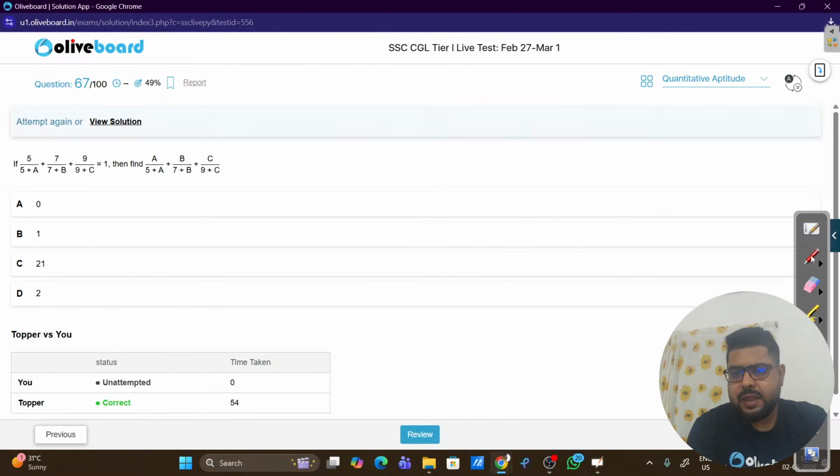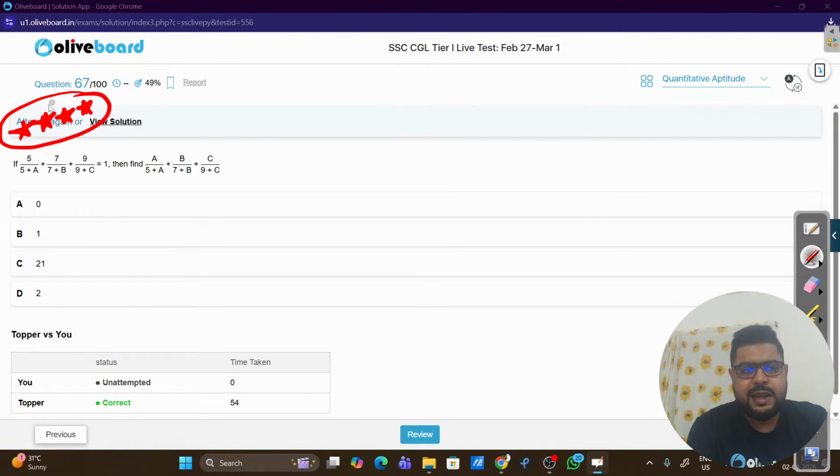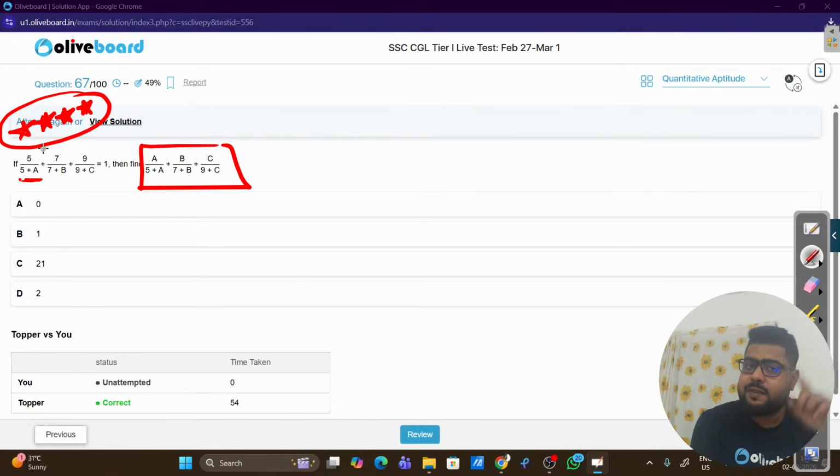Check. This is a brilliant question. Give 5 stars to it and understand the pattern. 5 by 5 plus A, 7 by 7 plus B, 9 by 9 plus C. In the denominator, there are two parts, 5 and A, 7 and B, 9 and C. One part was in the given part, that means 5 was there in the given part, and A is there in the asking part. So whenever they are asking this, the answer will always be 2.